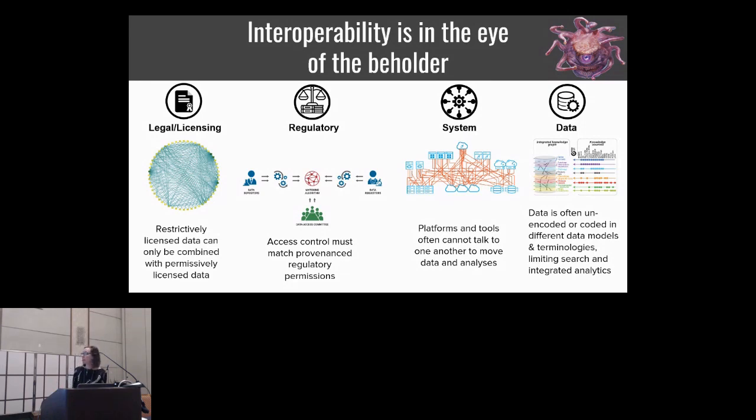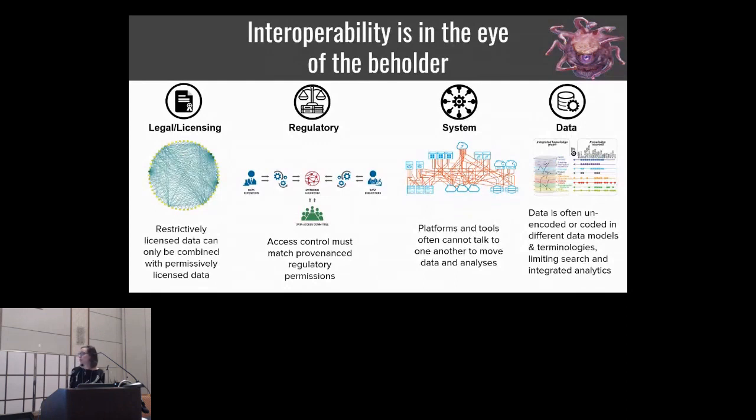The second barrier to interoperability is regulatory barrier and really being able to match the access control with the provenance of the regulatory permission. Now, that gets really complicated when we think about the transitive nature of how data gets manipulated and handed off from one person to the next in a bucket brigade. So we need to understand how those regulatory and access permissions align with the consent, especially for patient-generated data.